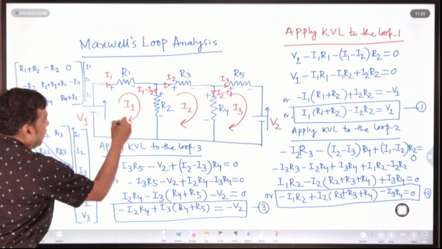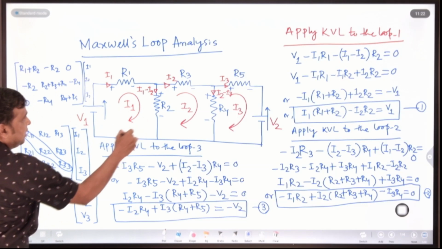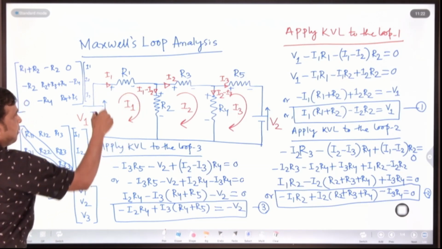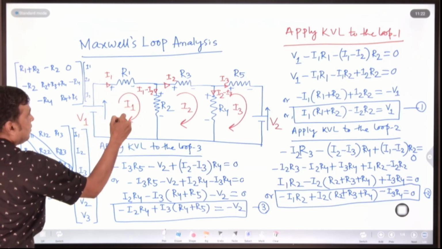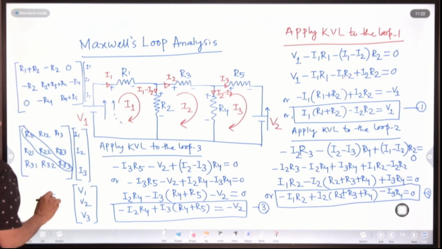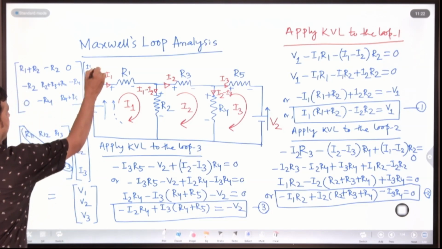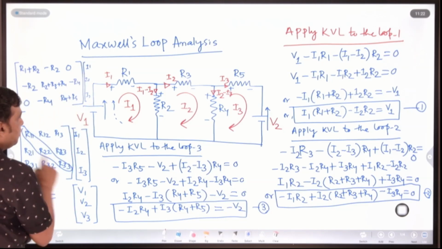If the direction of the current is same as the voltage, it will be plus. Look at this. This is a clockwise direction. The I1 current is same as the voltage direction. The current direction is same as your voltage direction. That will be plus. So this will be V1. And in the voltage matrix, that will be V1.